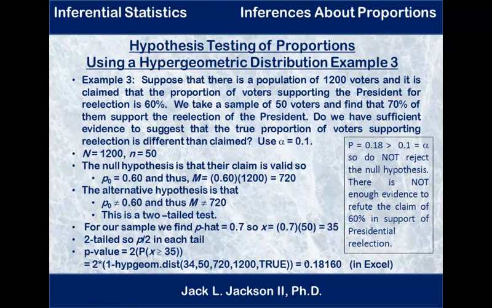So since 0.18 is greater than 0.1, which is alpha, we do not reject the null hypothesis. So there's not strong enough evidence to refute their claim of 60%. In other words, it's not that unusual. If the true population was 60%, it's not that unusual to get a sample of 50 and get 70% in our sample. Not strong enough to reject their claim.